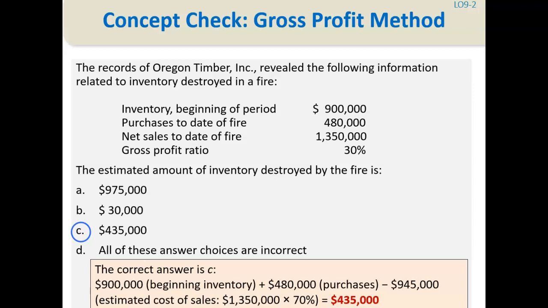Well, that's all for this video. In the next video, we'll discuss the retail inventory method in estimating inventory.